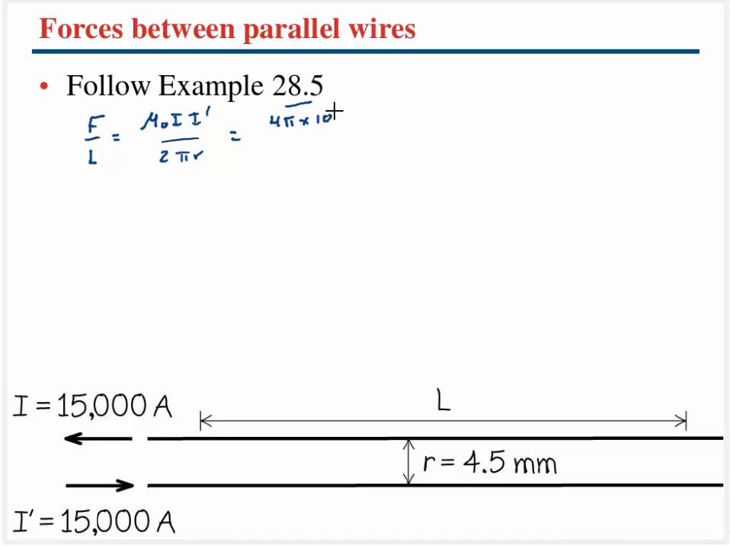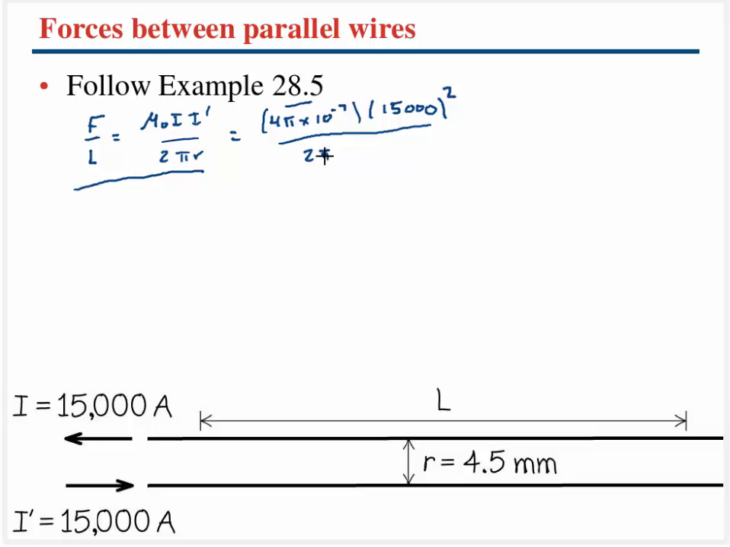Just a quick example, 28.5, we have two wires and they're separated by some distance. We're asked for the force per unit length, so we can go ahead and write that as from the last page. And we're told that the current is 15,000 amps. That's a huge amount of current.